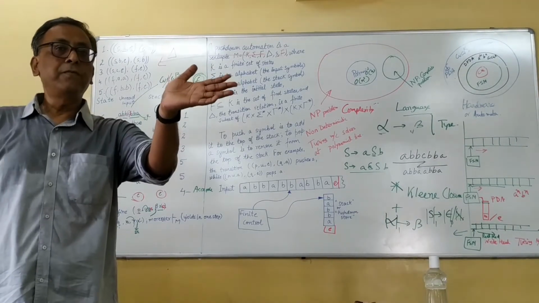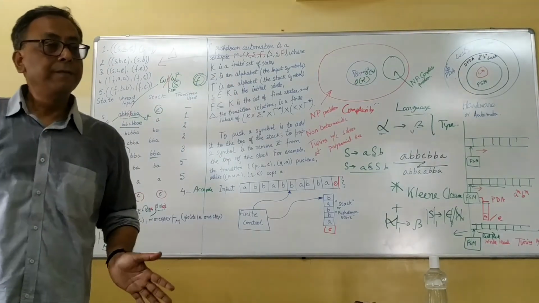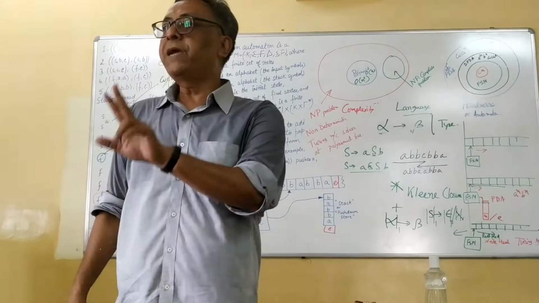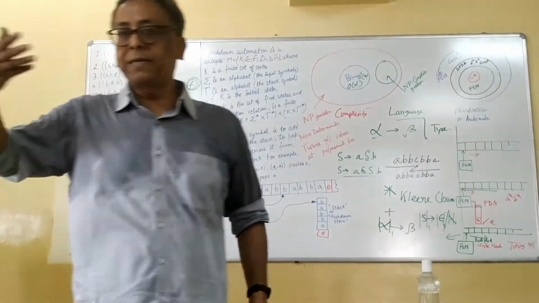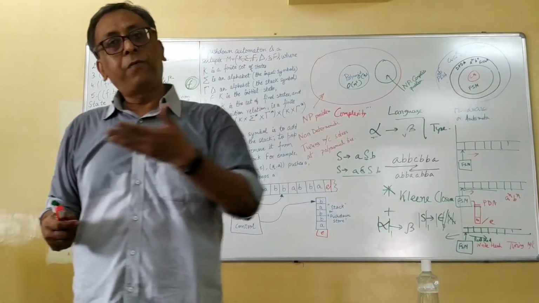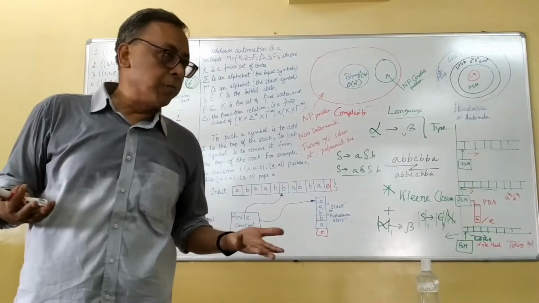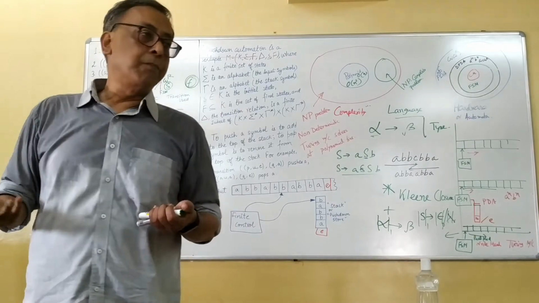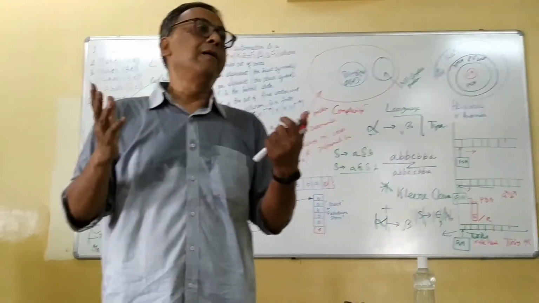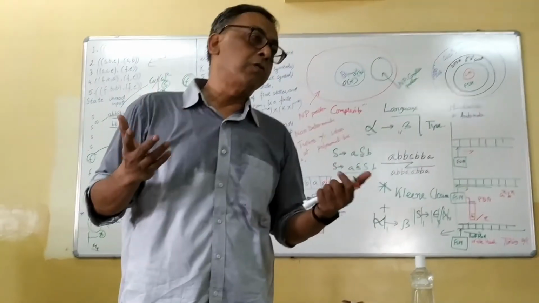What is the difference between palindrome and reverse form? Palindrome is where you can read the forward side and you can read the backward side. The palindrome needs a push down automata, and there are two kinds of palindrome: when the number of characters is even, and when the number of characters is odd.